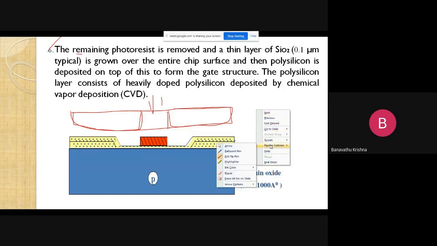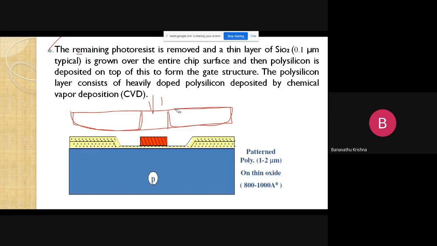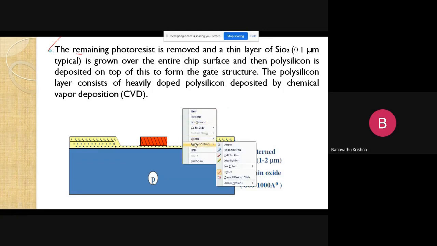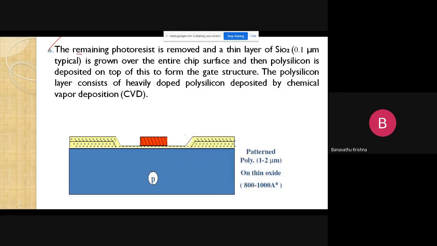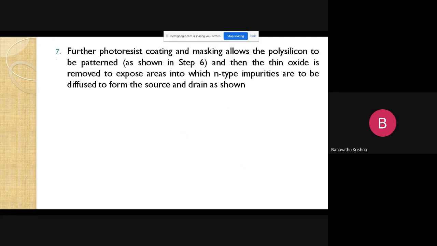And then again, we need to form the source and drain regions here by diffusing the n plus diffusion impurities, right? Further photoresist coating and masking allows the polysilicon to be patterned as shown in step 6, and then the thin oxide is removed to expose areas into which n-type impurities are to be diffused to form the source and drain regions. Let us see the structure here.